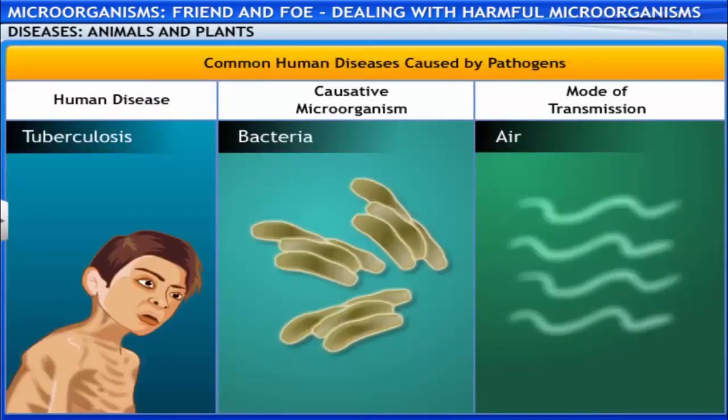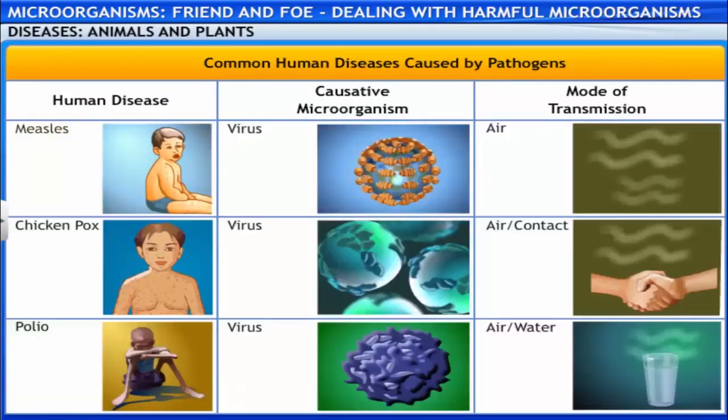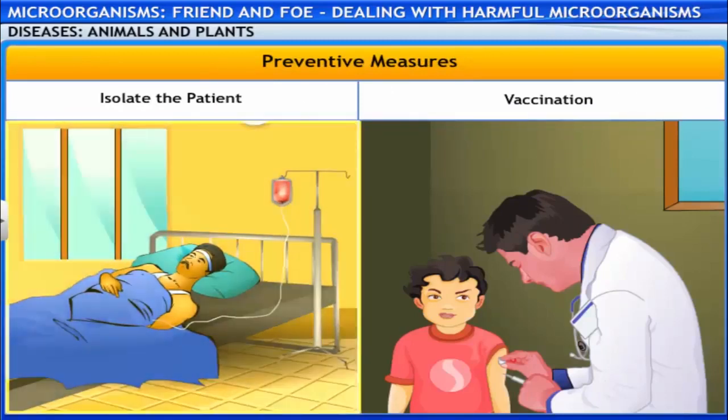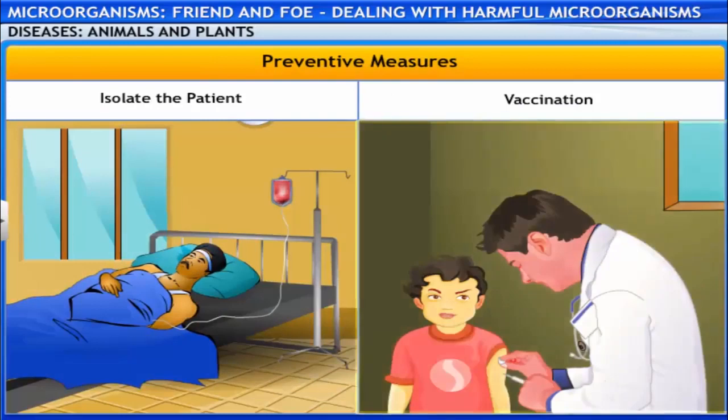Tuberculosis, caused by bacteria, is transmitted via air. Measles, chickenpox, and polio, caused by viruses, are transmitted via air and water. To prevent its spread, we need to keep the patient in complete isolation. Vaccination should be administered at the proper age.